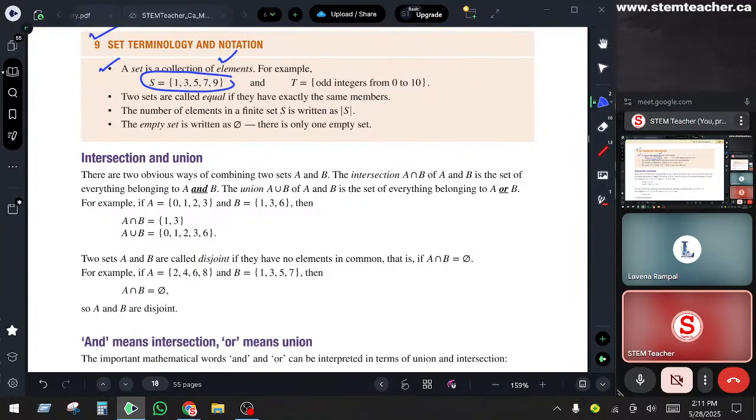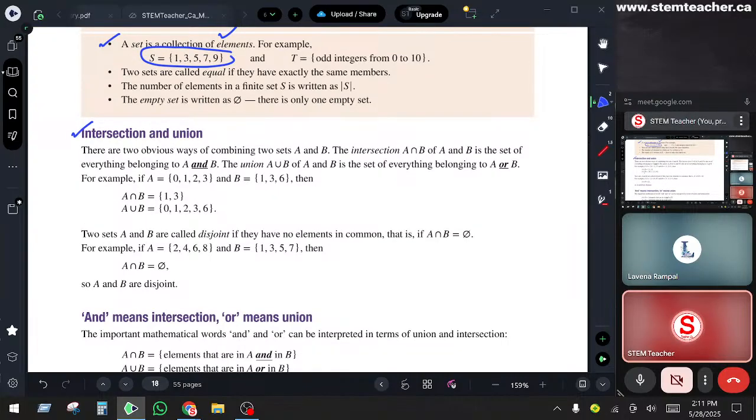Okay. What is intersection? Intersection means, what is A? 0, 1, 2, 3. What is B? 1, 3, 6. What are the common elements? What is A intersection B? What are the common elements? 1 and 3. One, three. That's it. And this is intersection. Common elements are said to be intersection.